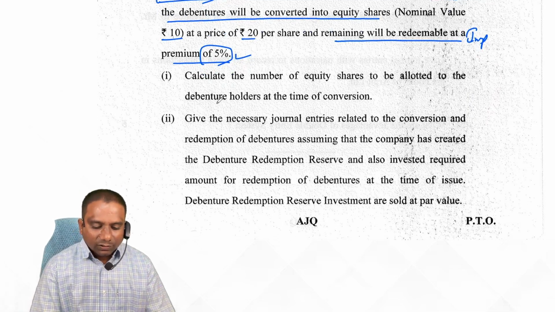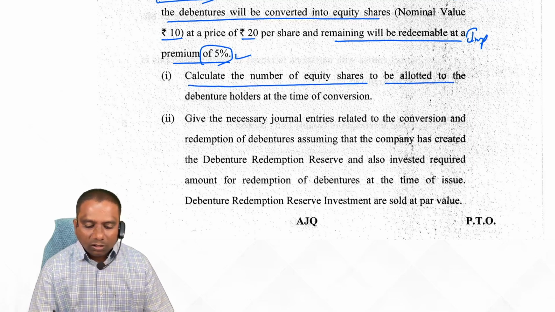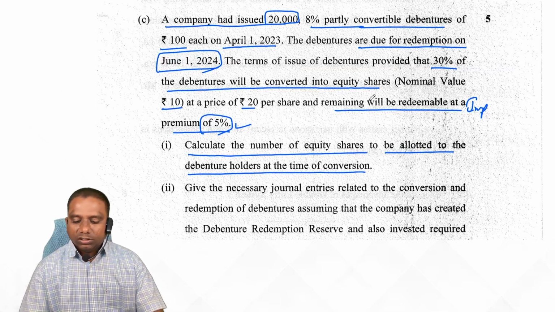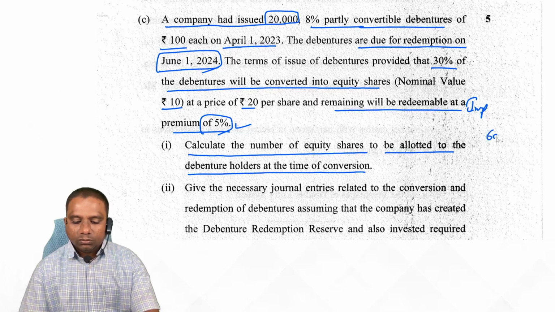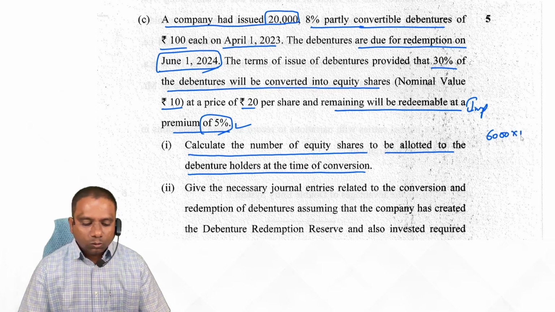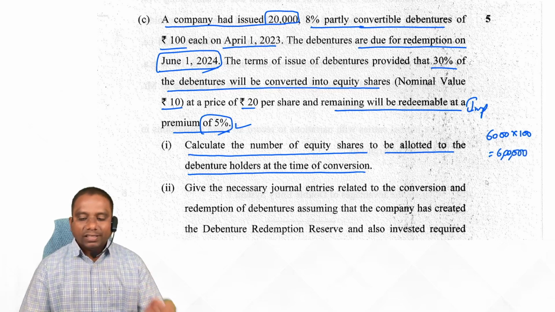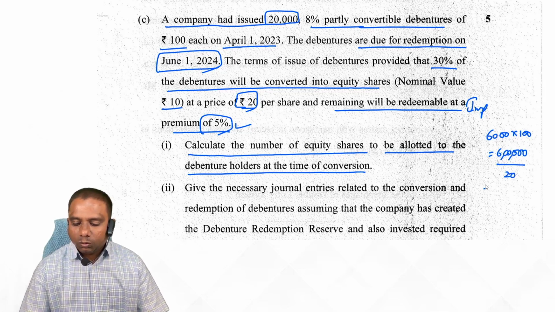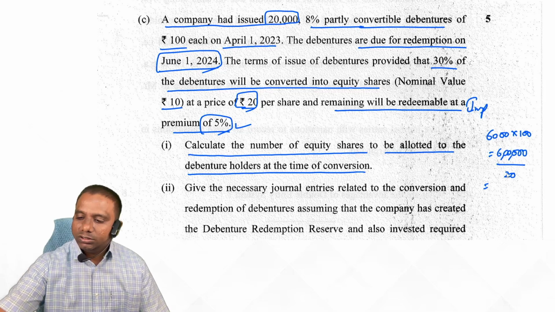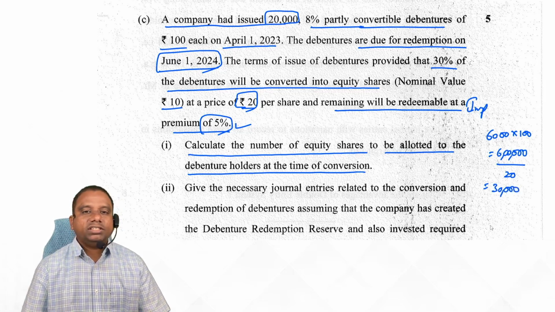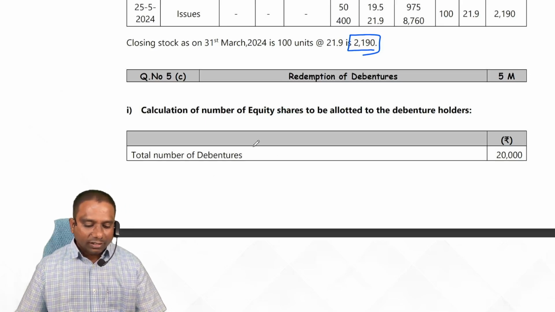Next one, what they are asking: calculate the number of equity shares to be allotted to the debenture holders at the time of conversion. Simply, total 20,000, 20,000 into 30%, so 6,000 debentures. 6,000 debentures into 100, we have to pay 6 lakhs to them. We have to pay 6 lakhs divided by our issue price of share, which is 20. So how many equity shares do we have to issue? 6 lakhs divided by 20. That is, we have to issue 30,000 equity shares. For this, we have to write the entry. First calculation, look at.